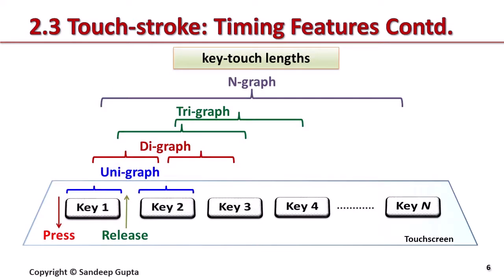The second type of touch stroke timing features can be extracted with different key touch lengths. The shortest feature length is known as uni-graph, which is the timing feature extracted by taking the touch event timestamp values of the same key. The timing features extracted from 2, 3 or more keys are called di-graph, tri-graph, and n-graph, respectively. In the next slide, you will learn spatial and motion features for touch strokes.